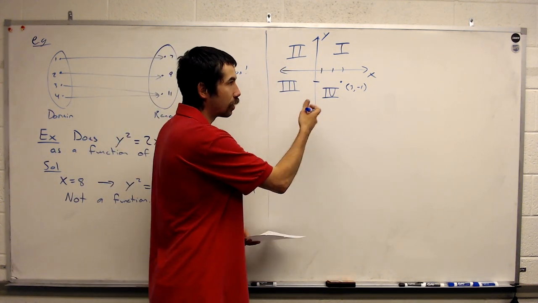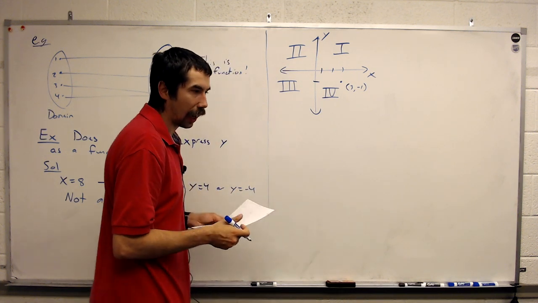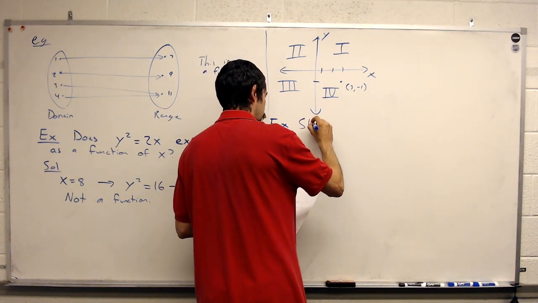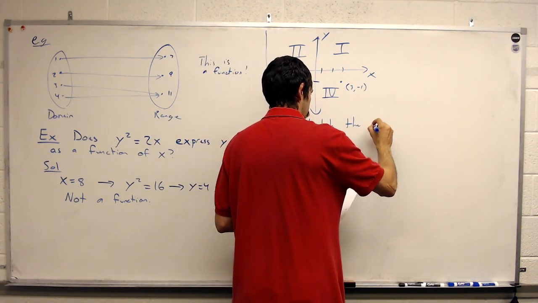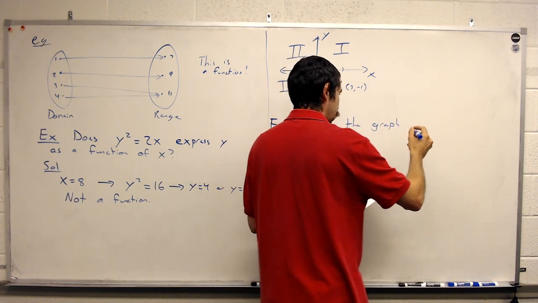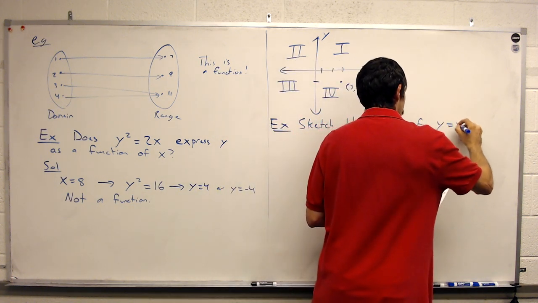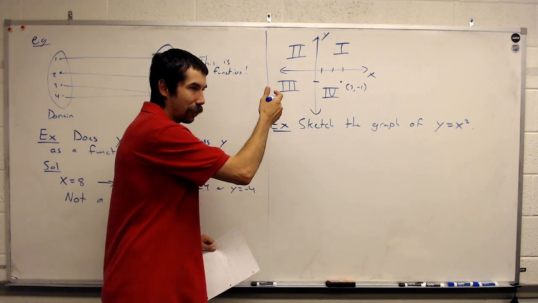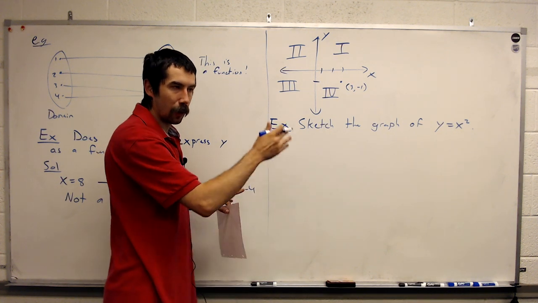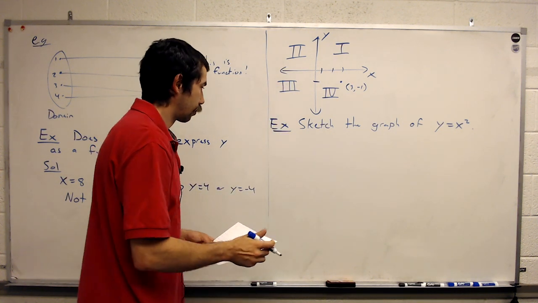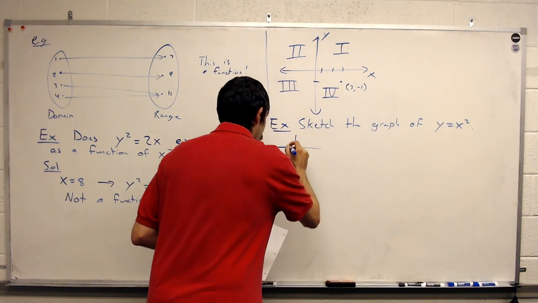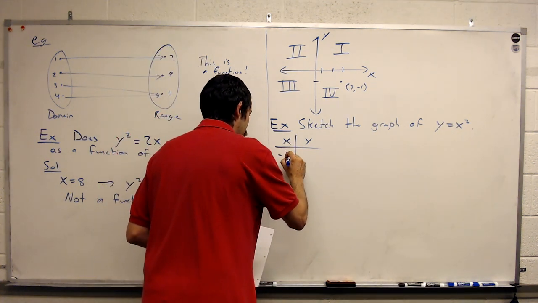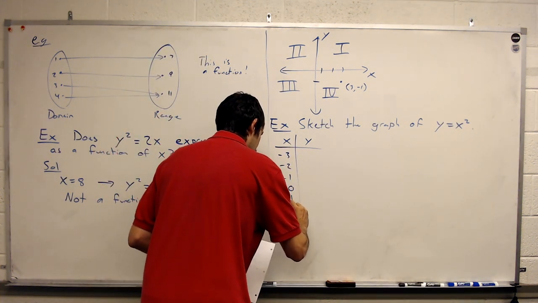And so we could use these planes to help visualize relations and functions. So let's take a look at an example. Let's sketch the graph of y equals x squared. One way we could do this is we could make a table of values and then plot the points and basically connect the dots. All right, so let's do that. Let's have a few values of x, and then we'll find their corresponding value of y. Let's just do maybe -3, -2, -1, 0, 1, 2, and 3.